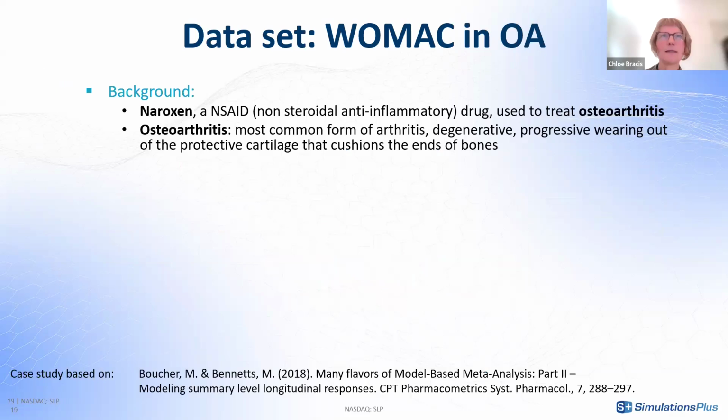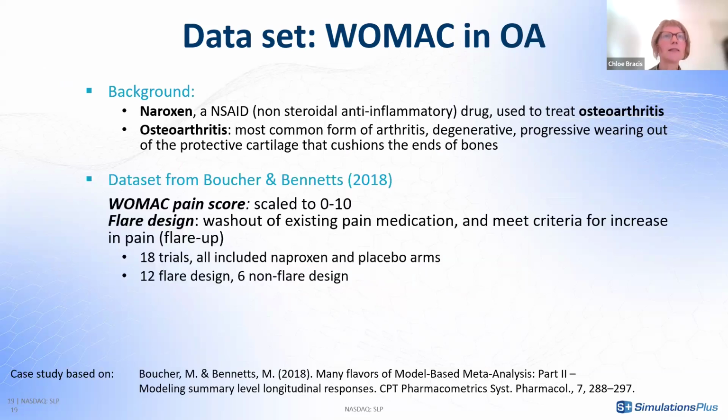And so this is our case study looking at naproxen, which is a non-steroidal anti-inflammatory drug used to treat osteoarthritis, which is a wearing out of the protective cartilage. And this data set comes from the paper Boucher and Bennett's, which is a really nice tutorial paper where they implemented this model and compared it with BUGS, NONMEM, and NMLE. So we're going to implement the same model in Monolix.